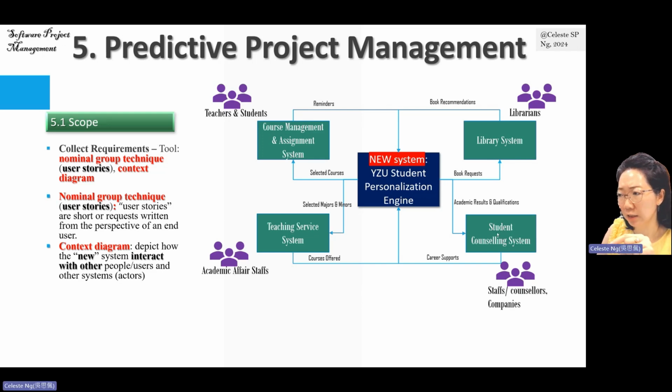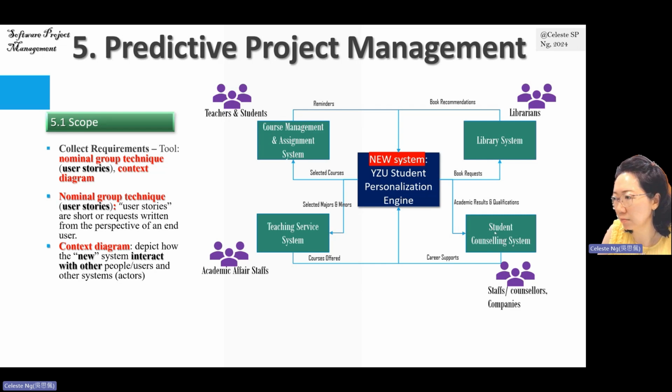Then this student counseling system will do some evaluation based on that student's academic result and qualification, and then this system will pass back career support information, telling the student what kind of career could be suitable for you based on the student's academic result or performance, the result in the report card, something like that.